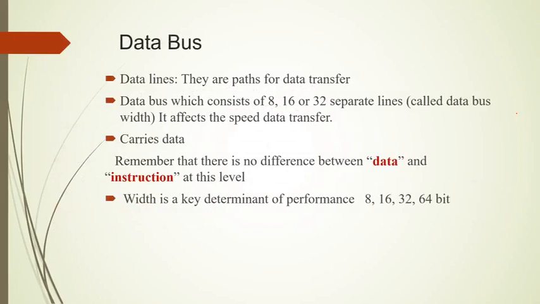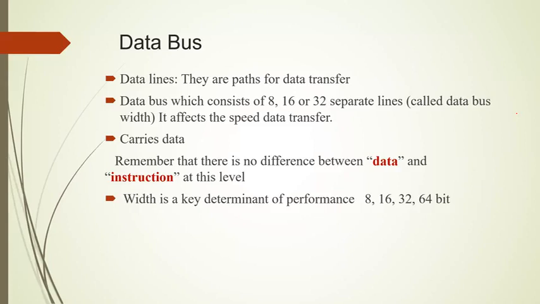Okay, the data bus, the data lines, are the path for transferring data. The data bus consists of 8, 16, or 32 separate lines that carry data. Remember that there is no difference between data and instruction at this level. While they are being transferred to and fro, they are not treated differently. They are all treated similarly as data and instruction. But when the CPU receives them, it knows this is an instruction and this is data.